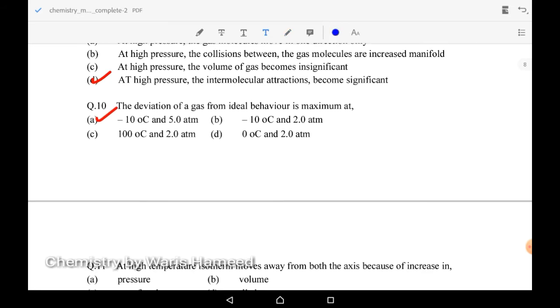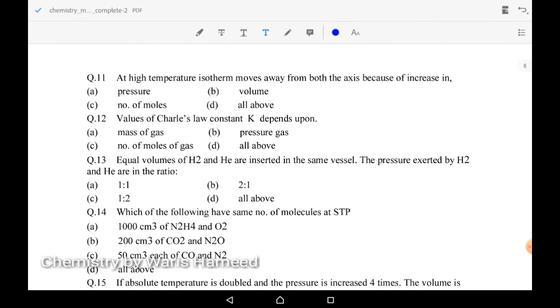Now moving to the next one. At high temperature, isotherms move away from both the axes because of increase in volume. In this case, when you increase the temperature, the number of moles remains constant, and we can say that the temperature has a direct relation with the volume. So option B is correct.